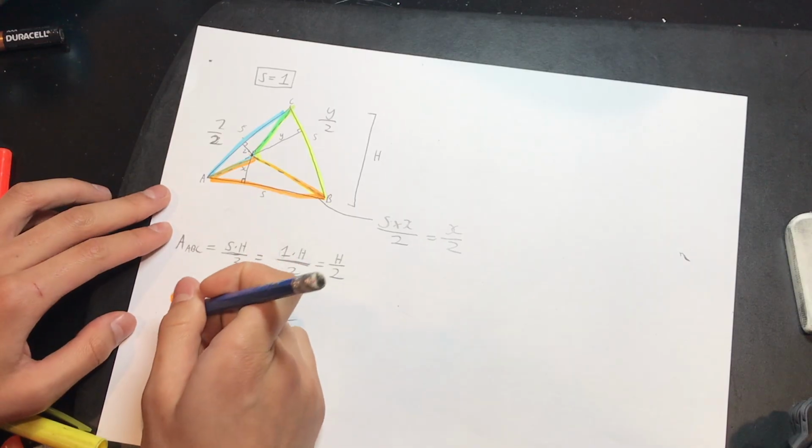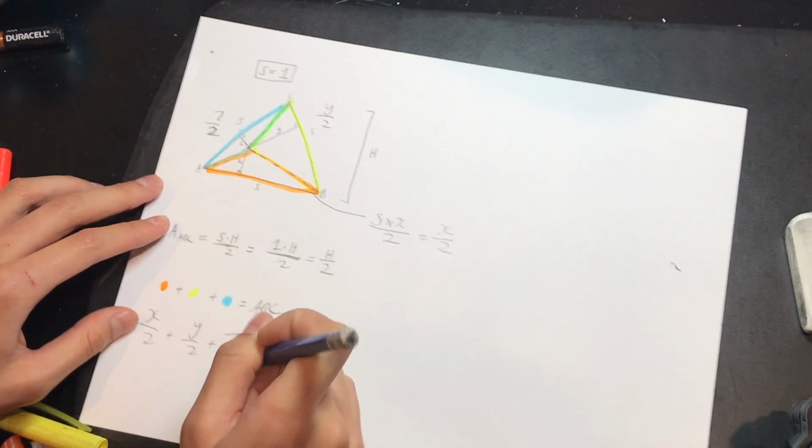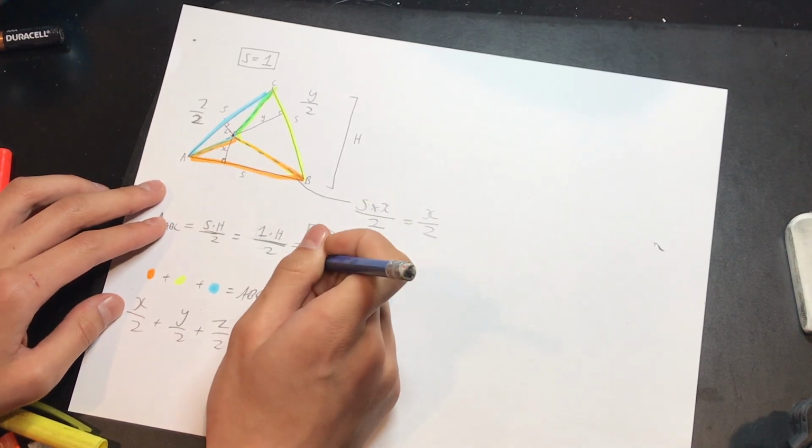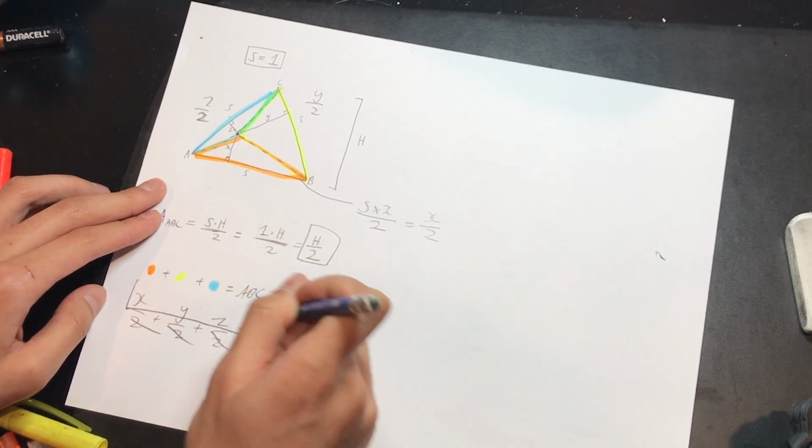So now we have an equation. The x over 2 plus y over 2 plus the z over 2 equals, as we said before, h over 2. Therefore, x plus y plus z equals h.